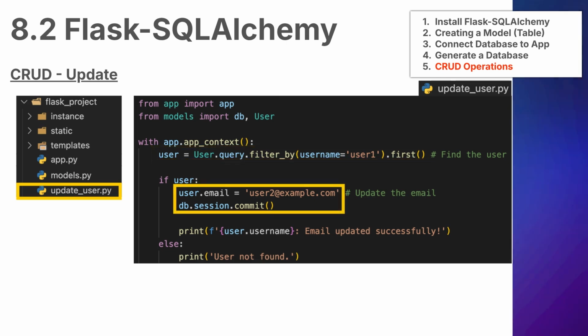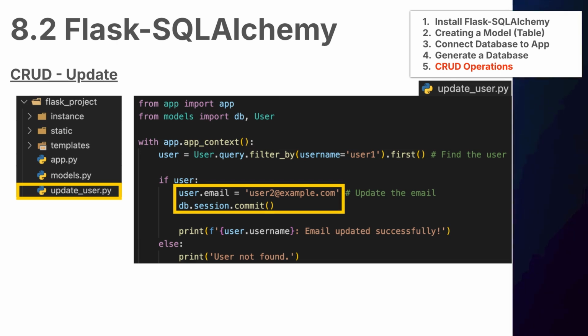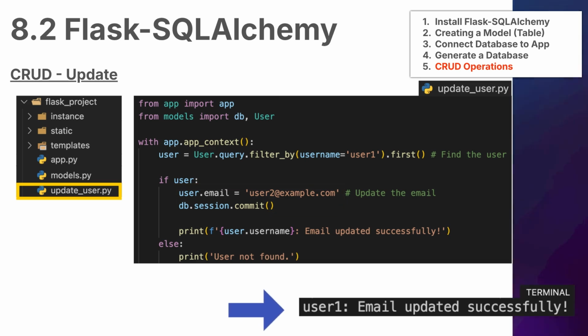If the user exists, update the user's email address in the Python object, then save the change to the database with commit. After running the code, you'll see a message, user1 email updated successfully. Just to be sure, try opening the file with DB browser for SQLite and check the update.